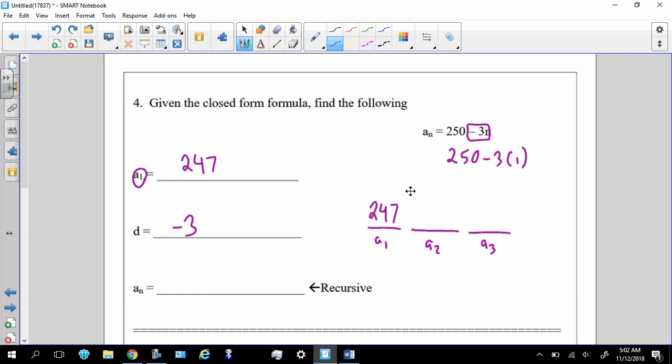We just found it. Your second term, take 2 and plug it in there to see what your second term would be. You would get 244. And then the next one you get 241. You can clearly see you are subtracting 3. Some of you guys are writing a positive 3. You're not adding 3, you're subtracting 3. So your recursive, remember, is a n minus 1 something. Well, that something is I am subtracting 3.